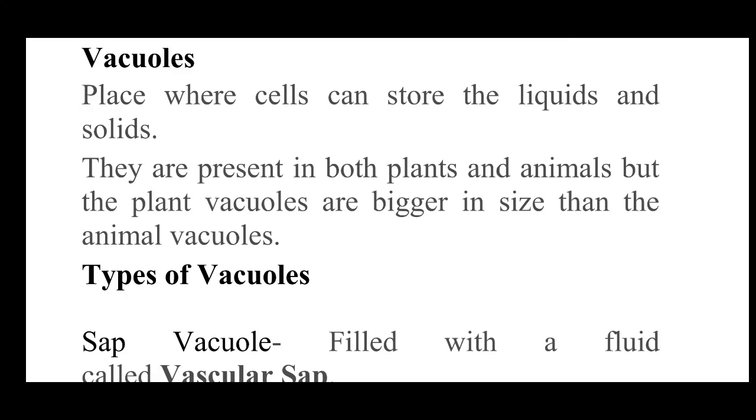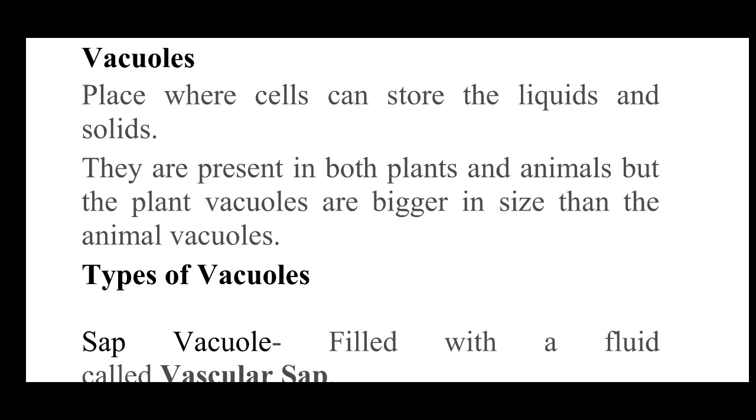This is part 10 of grade 9 science chapter number 5, the fundamental unit of life. So here we will be discussing the last three organelles present inside the cytoplasm. First is vacuoles. Vacuoles are the place where cells can store liquids and solids. So whatever substances, that is, whatever proteins or anything that is stored inside a cell, is stored in the vacuoles.